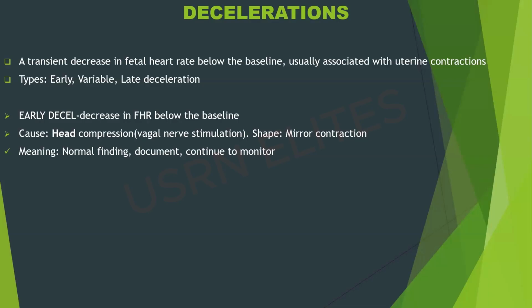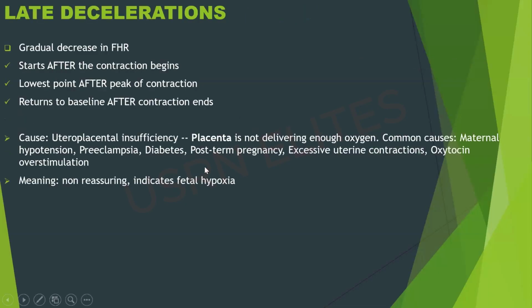So when there's fetal head compression, the heart rate comes down, that's early decel. And there's no problem. And that one, as I showed you yesterday, mirrors contraction. Once contraction comes in, that's the same time that you are seeing a drop in heart rate. As a normal finding, just keep on monitoring, keep on documenting. All right, we have late. Late is what comes last. When you take the head, the umbilicus, and then the placenta, the placenta will come last when we are delivering. So late decel is placenta.